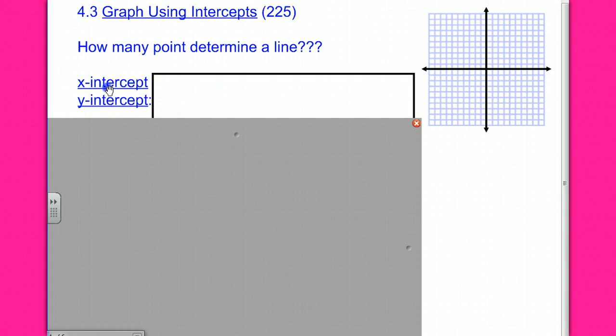So today we are going to learn a second method of graphing. The first method was using a table. Today we're going to use our intercepts.